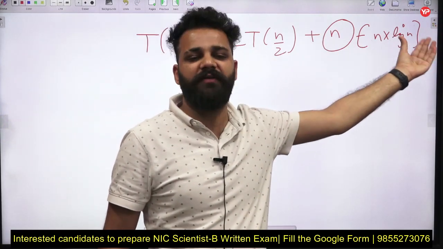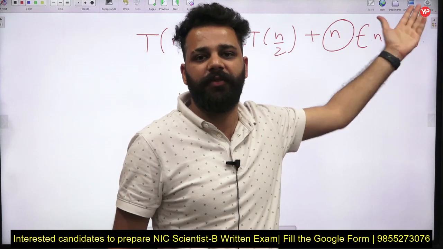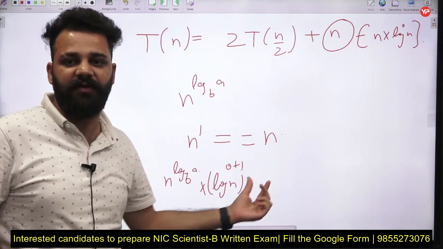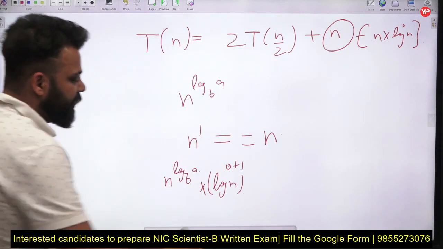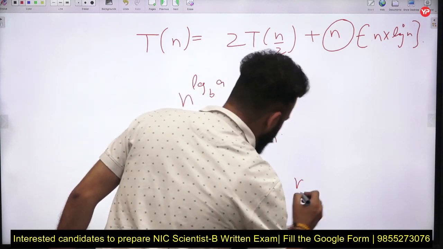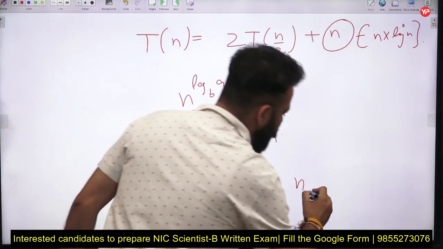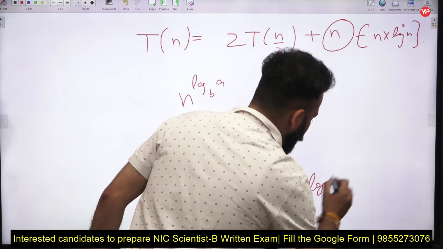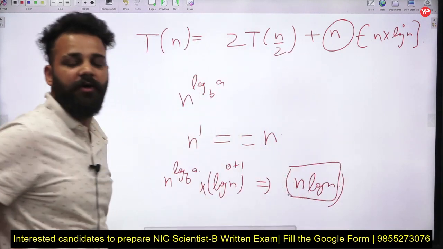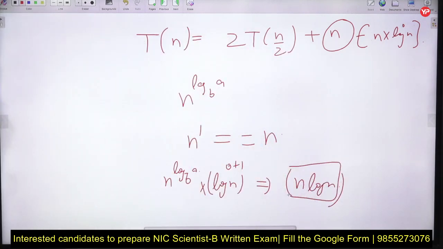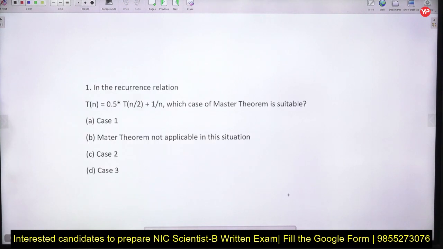So the power given in the question was log n raised to power 0. So we'll increase 0 plus 1, we will increase it by 1. So the time complexity will be n into log n raised to power 1. So n log n, which is the time complexity of merge sort. Now let's try some questions.